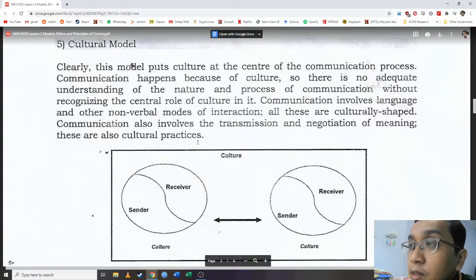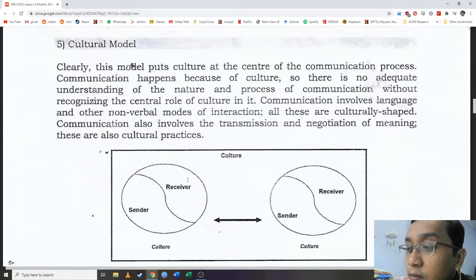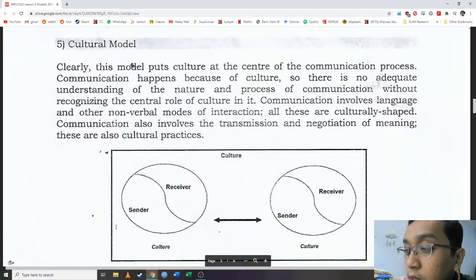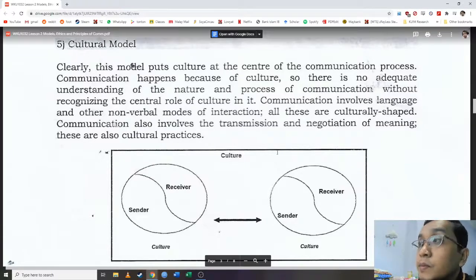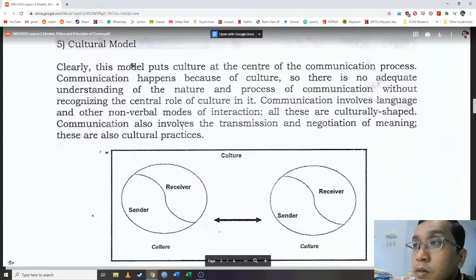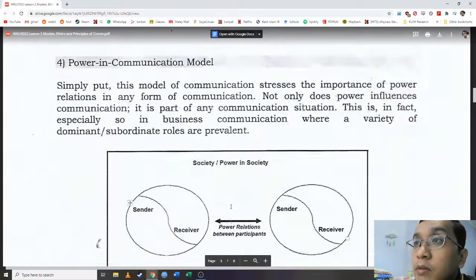And also when it comes to culture, let's say in Malay culture, we are very respectful of our mother. So the way we speak to our mother is also different than the way we speak to, let's say, our brothers and sisters. Okay, so I hope that is clear now.